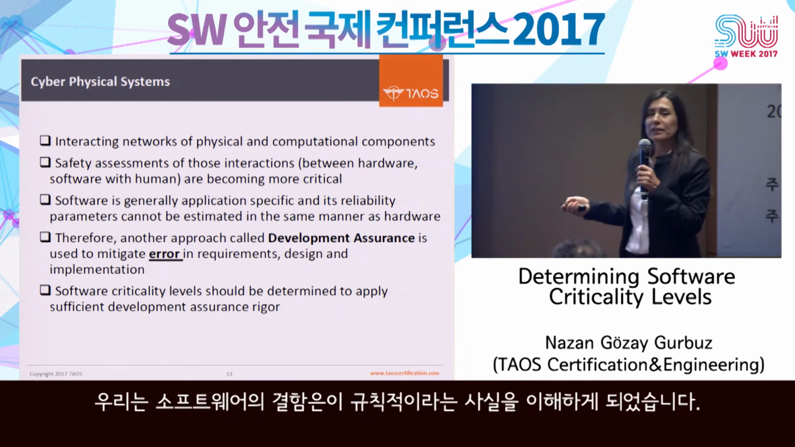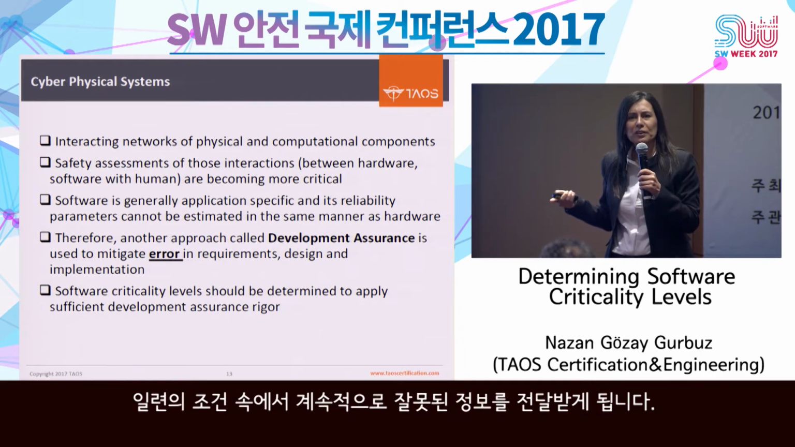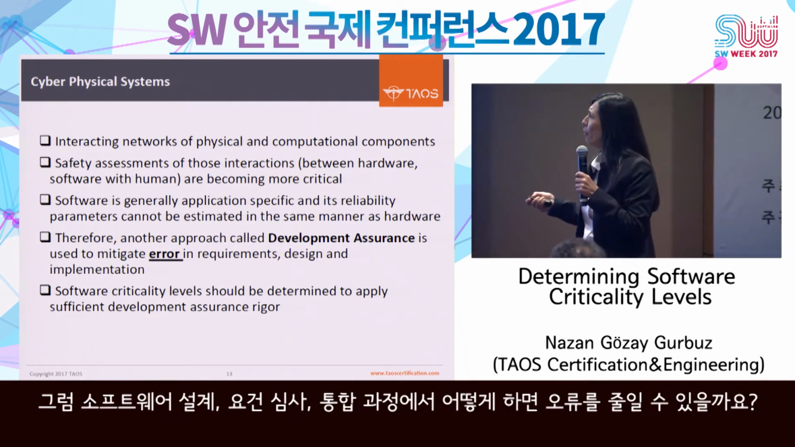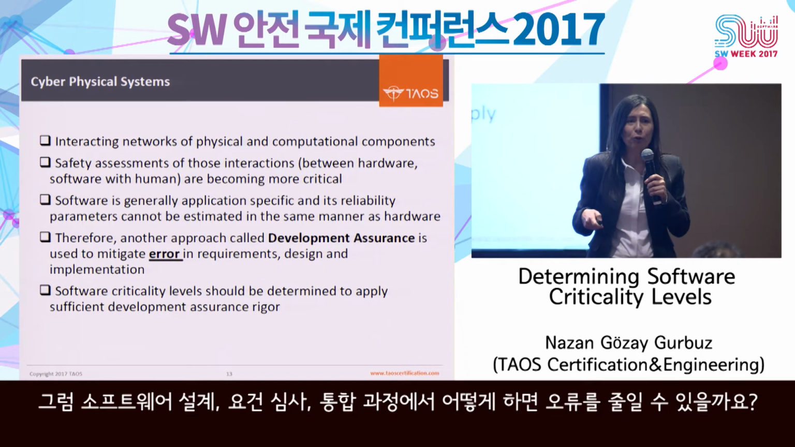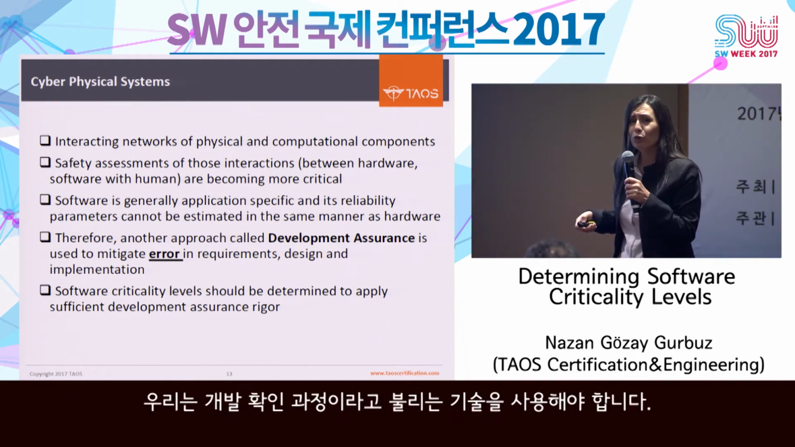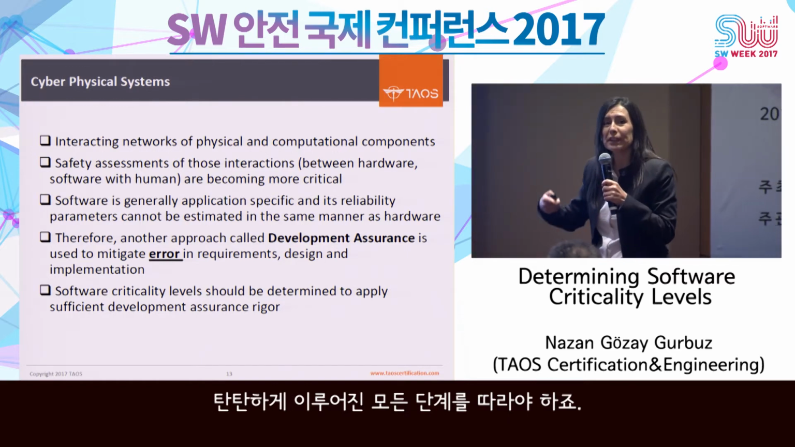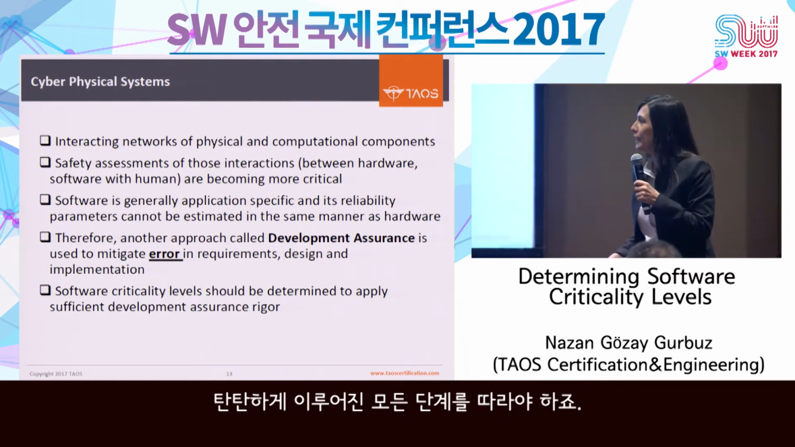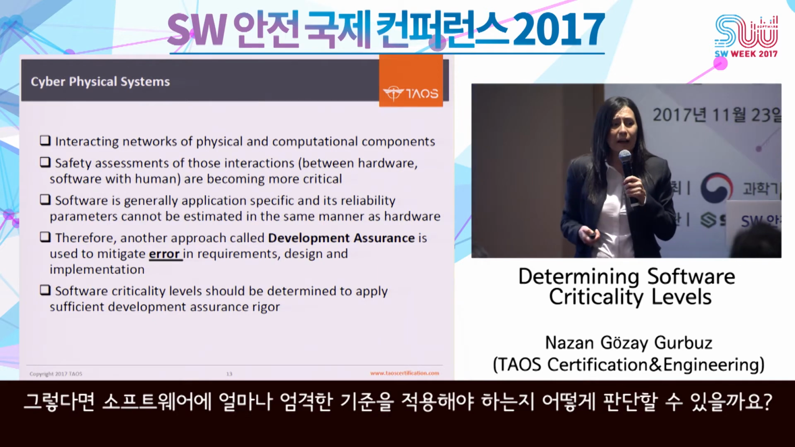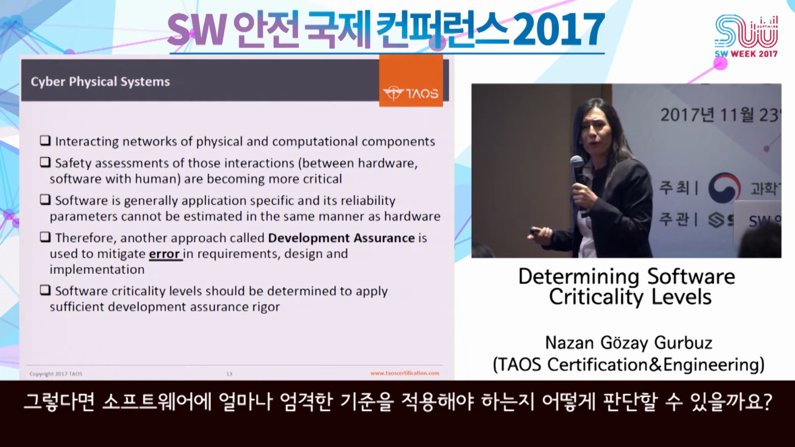So we understand that software failure is systematic. Whenever a set of conditions is satisfied, we get the wrong information from software. So how can we mitigate errors in software design, requirements, and integration? We need to use different techniques. We call it the development assurance process. It is a step-by-step, robust process that we follow. And how can we identify how much development assurance rigor we should pay for our software?